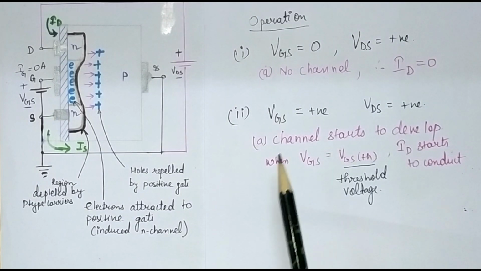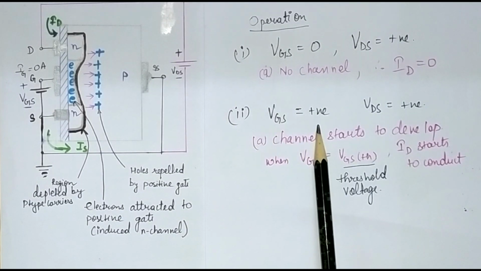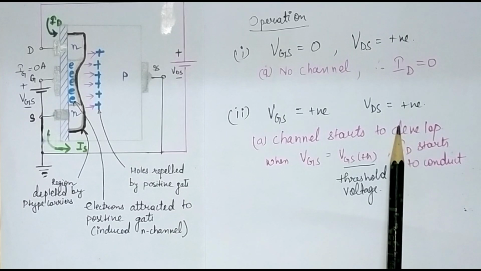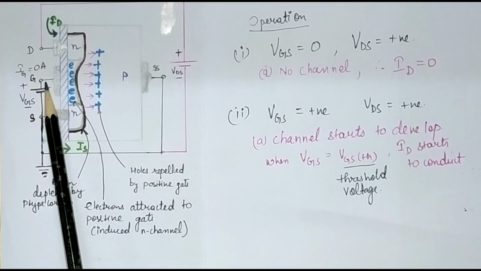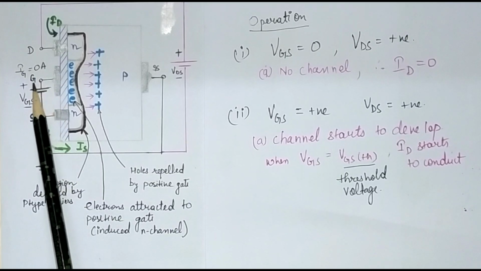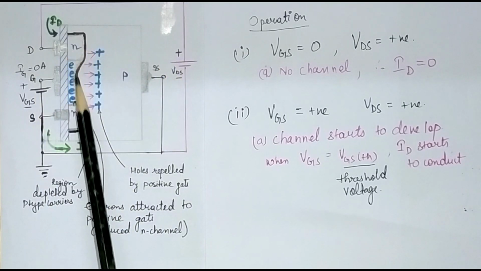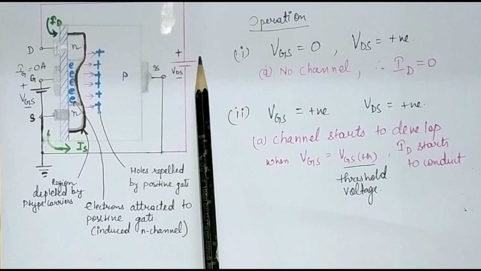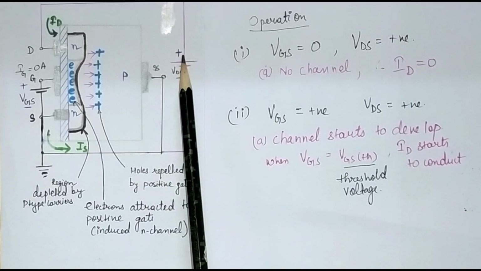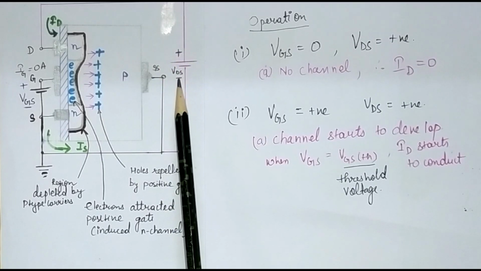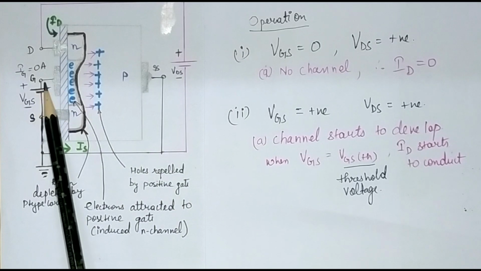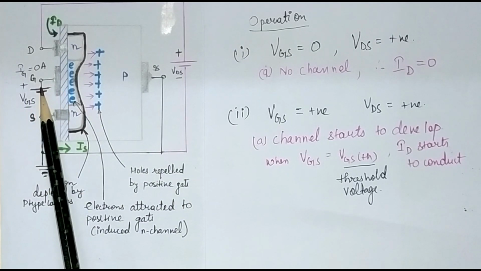Now in the second case, VGS is positive and VDS is positive. See, I have connected the gate terminal and the source terminal to the voltage which is called VGS and it is positive, and the drain and the source terminal is also connected to the voltage source which is known as VDS. So what happens when I am giving this voltage? The gate is connected to the positive terminal.